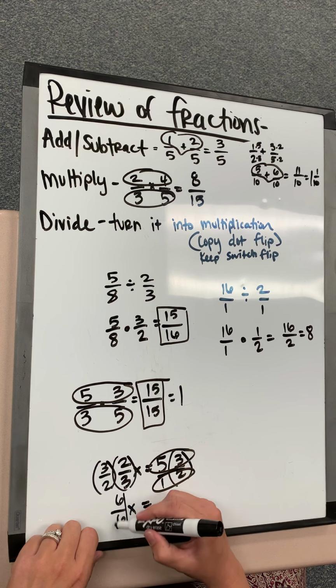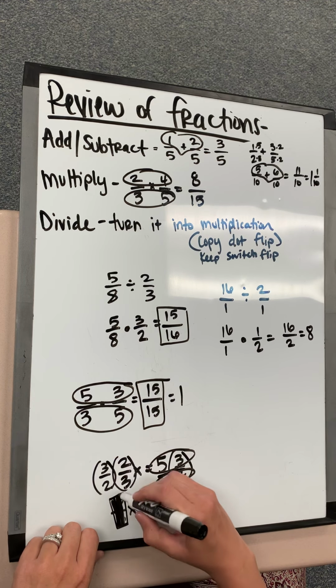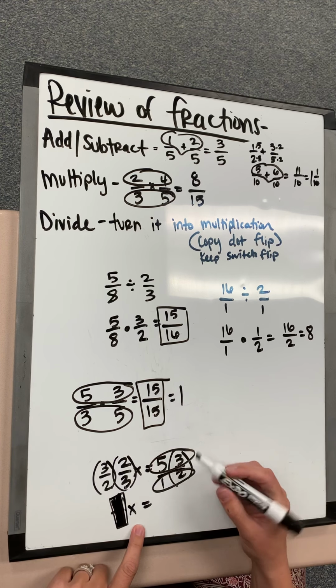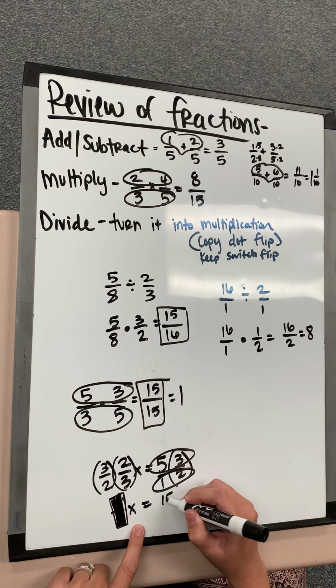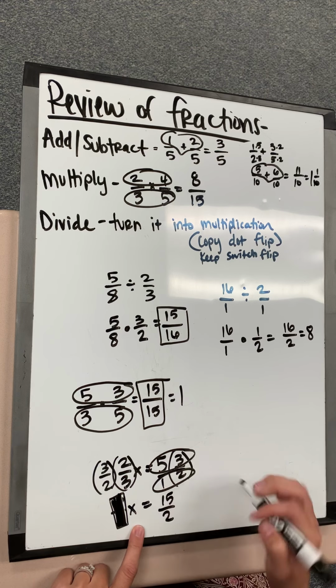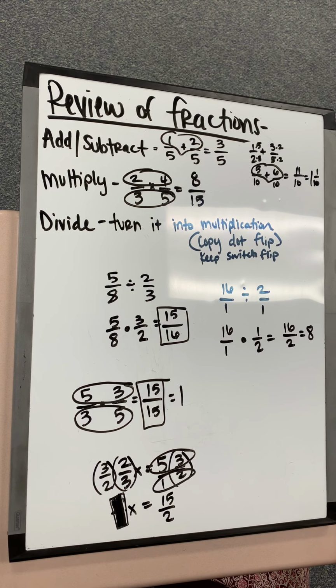Now we'll get 1x, because that's just a 1. 1x is equal to 15 halves. That won't reduce at all. That would be my answer. Just a quick review of fractions.